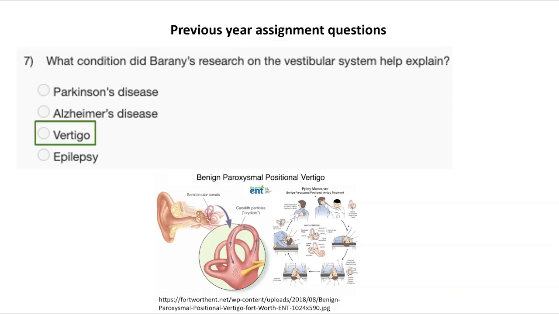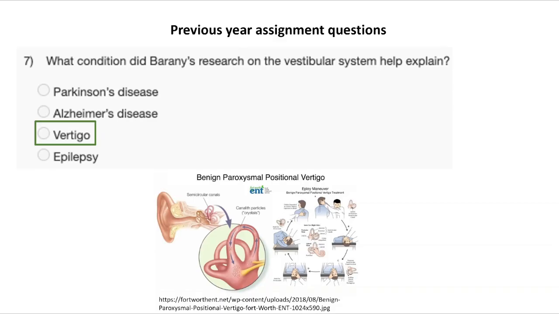His work also helped in other aspects, such as understanding motion sickness. The brain stem is the one that receives the information from the vestibular system, and if there is any damage to the brain stem, then the person will also experience problems in balance.